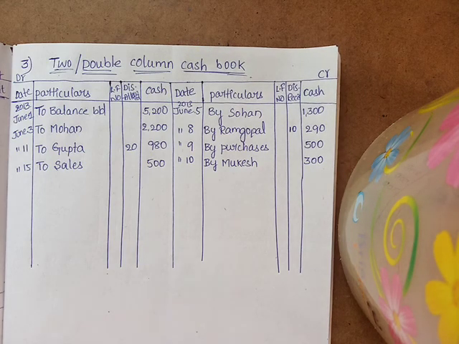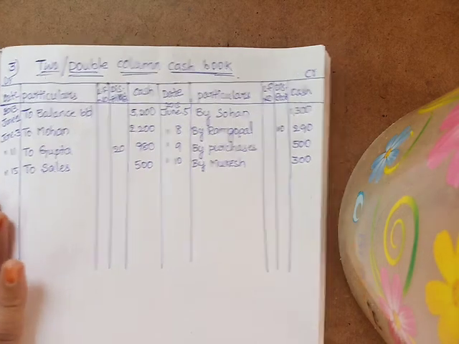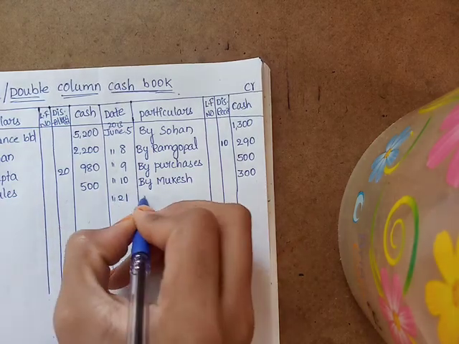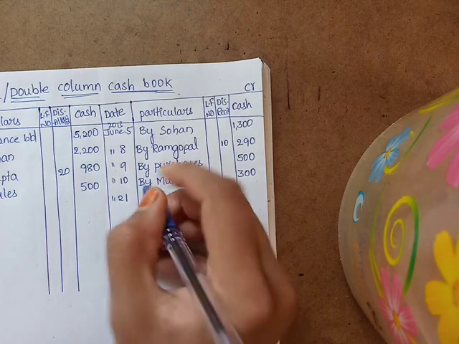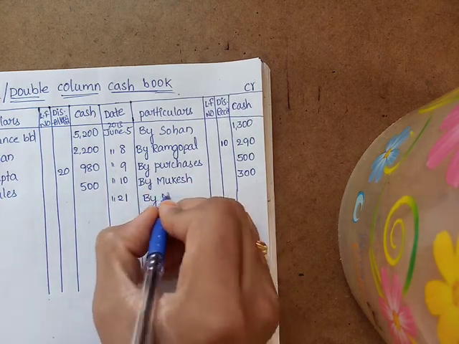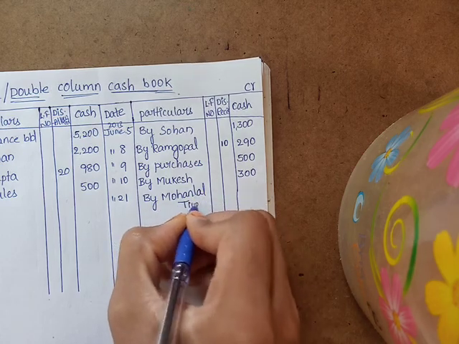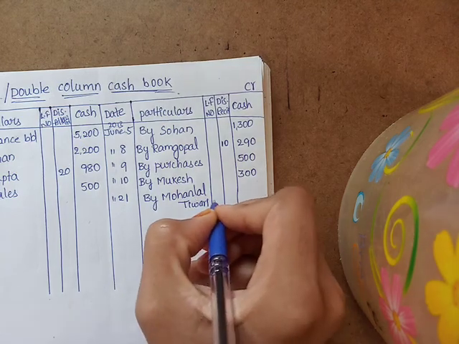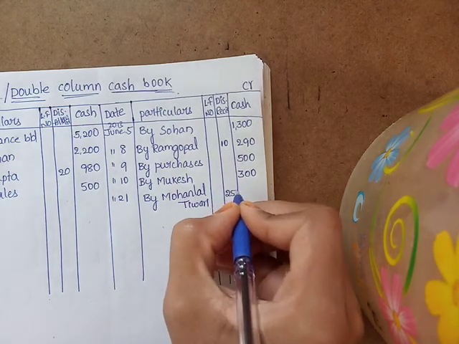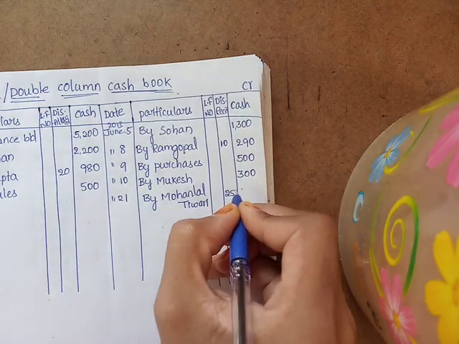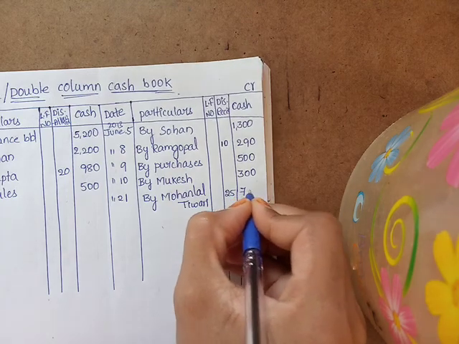Next is paid to Mohanlal Tiwari. So Mohanlal Tiwari account debit, discount received account credit, to cash account now. So on that credit side of the cash book, by Mohanlal Tiwari. Discount received is rupees 25, and the amount is rupees 725.